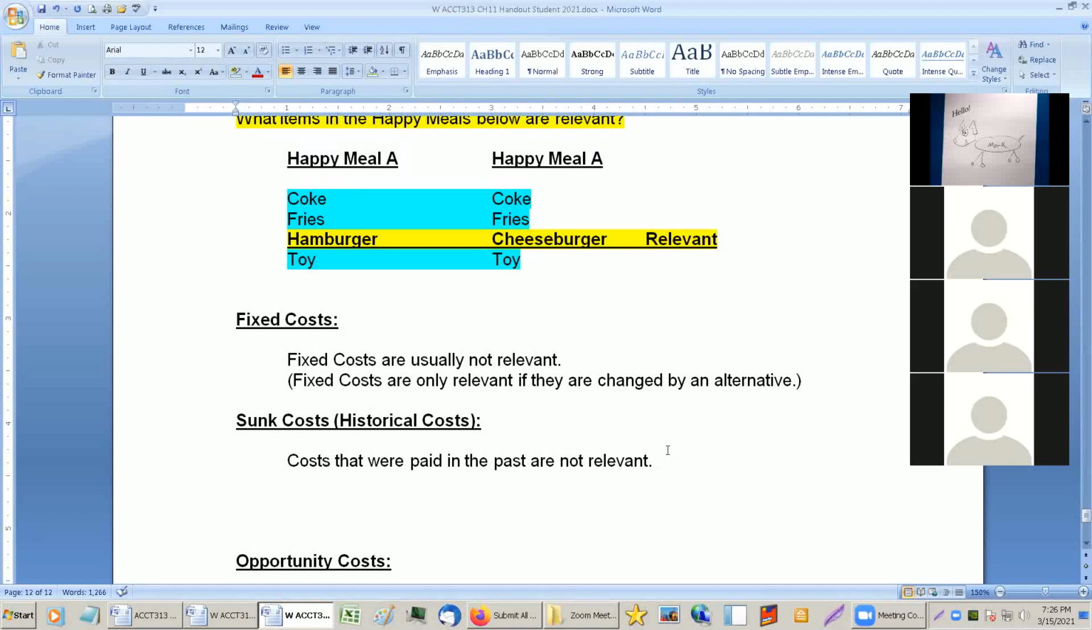We're not saying we didn't pay it. We're not saying we don't want the car. We're just saying it's not relevant to any decision because it's already been paid. We can't jump in a time machine, go back and change it. So historical costs are not relevant.